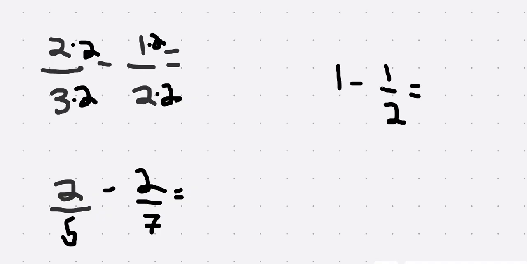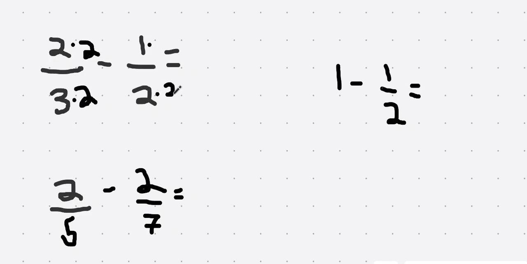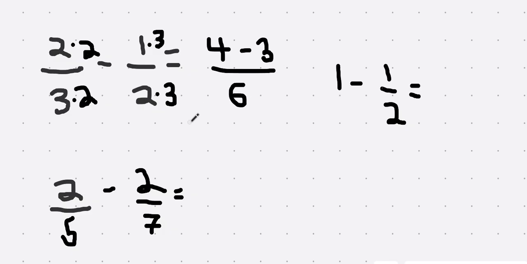That's a mistake, my bad. So you times this one by 2 to make that base of 6. Times this by 3 to make this base 6. And now this bottom becomes 6, so we can just rewrite this as 4 minus 3 over 6. This becomes 1 over 6.